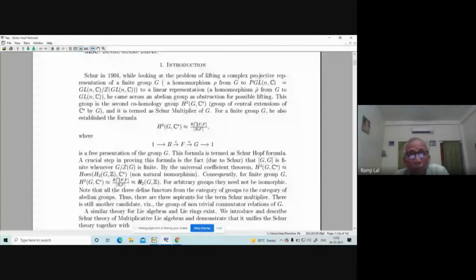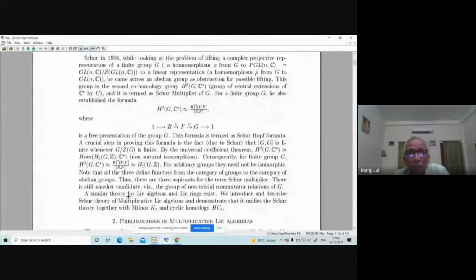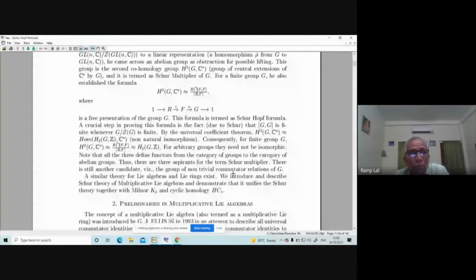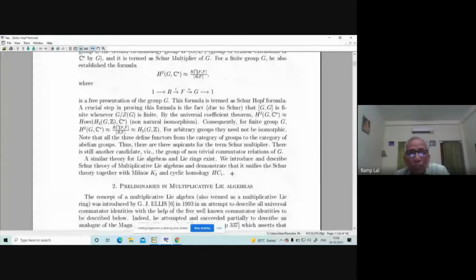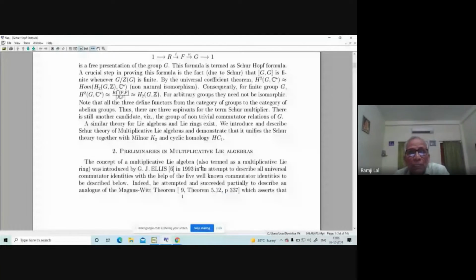A similar theory for Lie algebras and Lie rings exists, and we introduce Schur theory for multiplicative Lie algebras, and demonstrate that it unifies the Schur theory together with the Milnor K2 and cyclic homology. So let me first say a few preliminaries about multiplicative Lie algebras, the introduction of multiplicative Lie algebra.